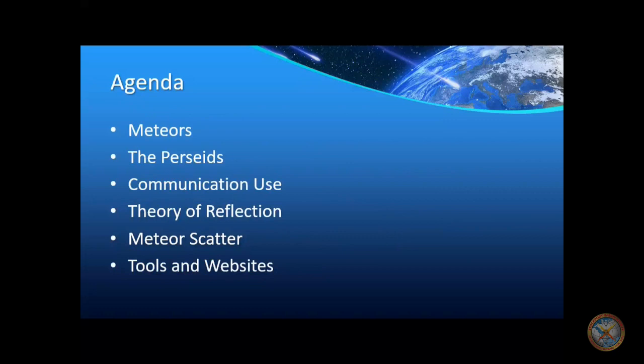And then we're getting into meteor scatter, first communication use, theory of reflection, so how does it all work, and then amateur meteor scatter, procedures, etc. And then a few tools and websites that are useful if you try it.